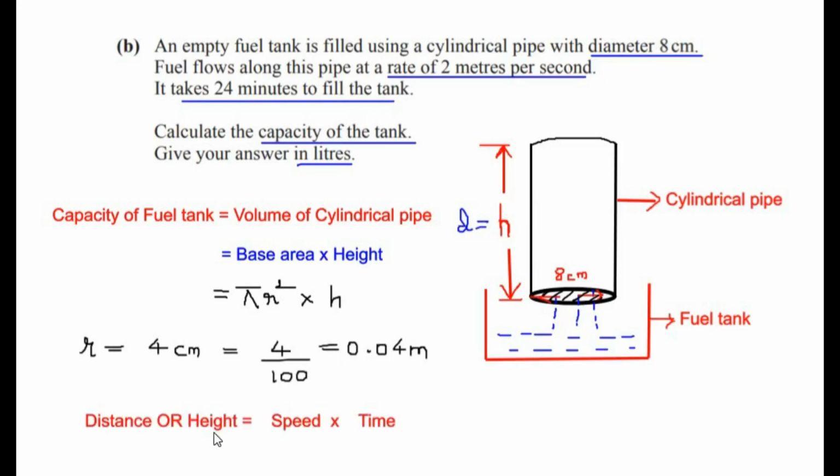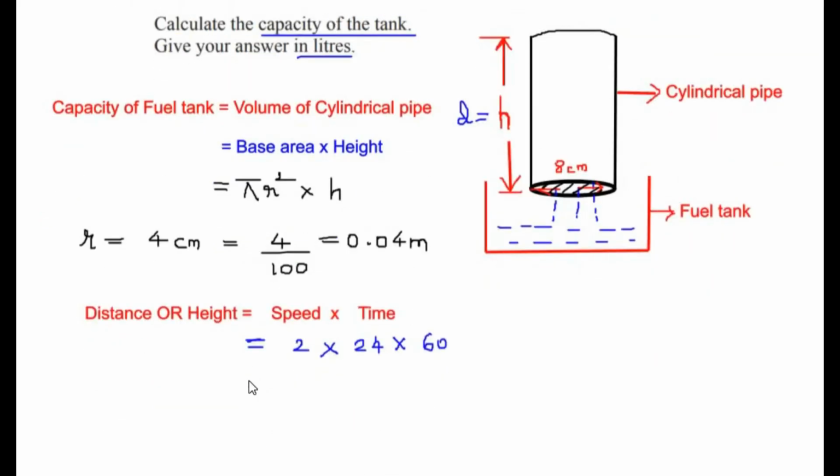So let me write it in terms of distance. So distance or height is equal to speed times time. Now speed is given as the rate. So here we can write it as 2 meters per second, or 2 times, time is given as 24 minutes, but the speed is in seconds. So I'm again going to convert these 24 minutes into seconds by multiplying the 24 with 60. So when I multiply it with 60, it turns into seconds. So this gives us a value of height as 2880 meters. So this is the distance, or this is the height of the given cylinder.